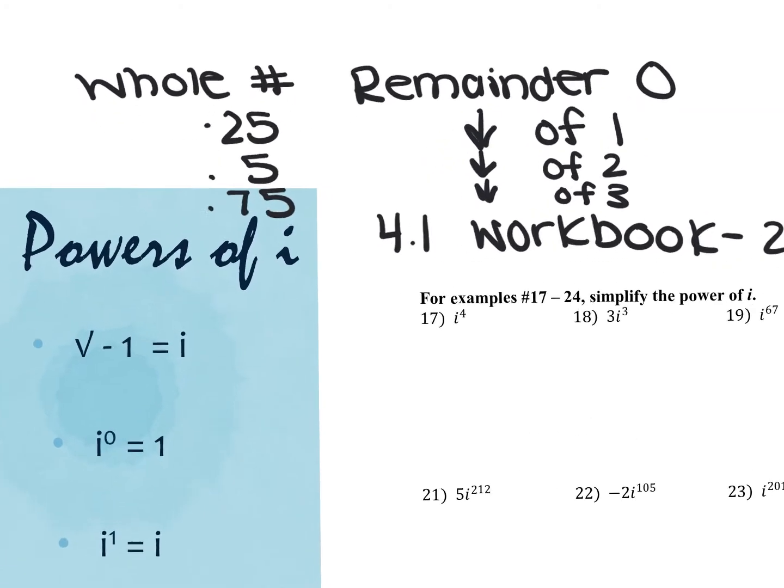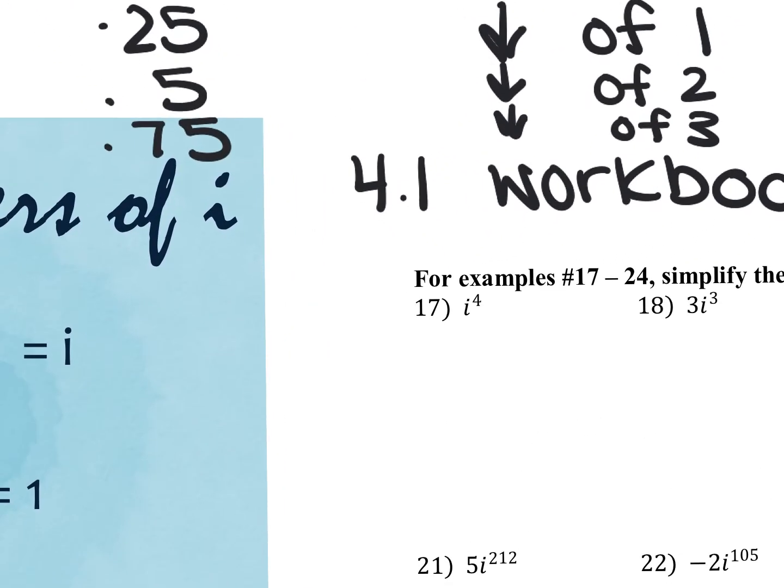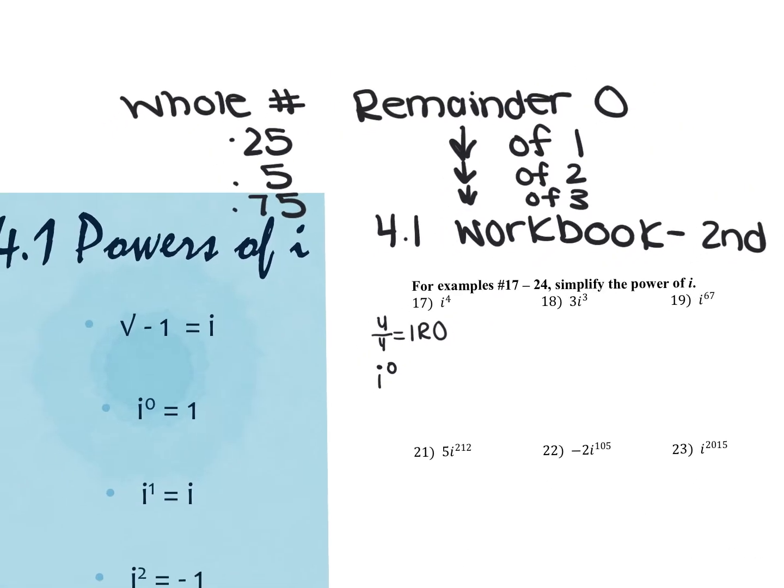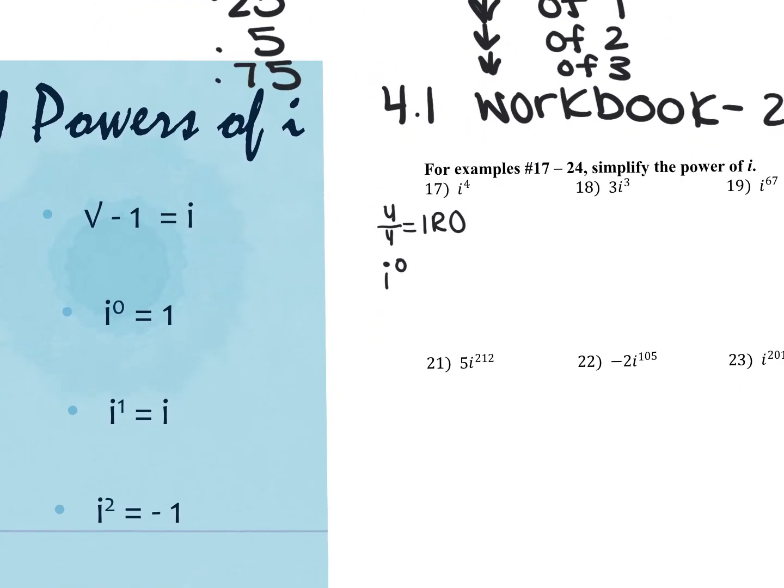Okay, so we have I to the 4th. So what we're going to do is take our exponent and divide it by 4. So 4 divided by 4 is 1. There is no remainder. It's a whole number. So we're going to make our new exponent 0. And then we're going to look at this little chart that we had to memorize, and we know that I to the 0 is equal to 1. Right? And that's it. That's everything.